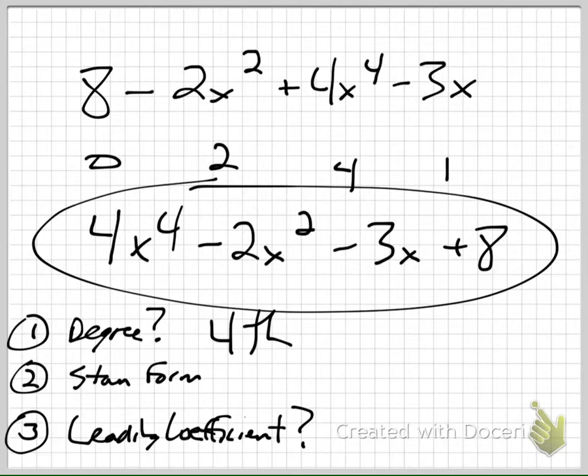And then the leading coefficient would be 4, right? It's whatever's in front. Did you all get that? Raise your hand if you got that. Does it make sense? Yeah, I just didn't add the 8. Does it make sense, though?